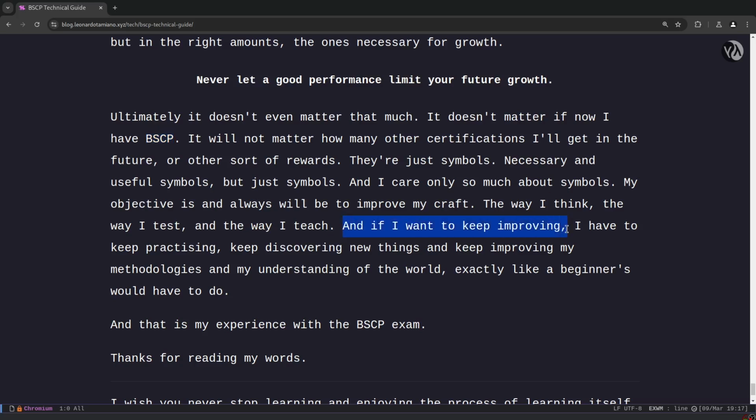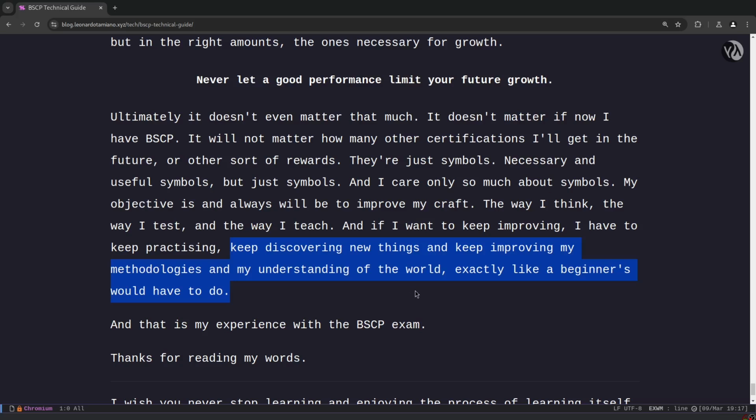But at the end of the day, if I want to keep improving, I have to keep practicing regardless of how many certifications I have. I have to keep discovering new things, keep improving my methodologies and my understanding of the world. And this is exactly like a beginner would have to do. And I truly believe in the beginner's mindset.